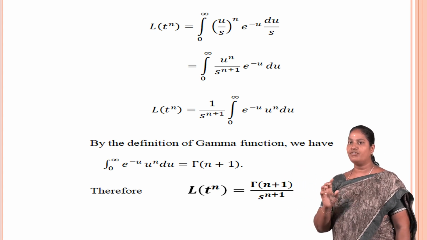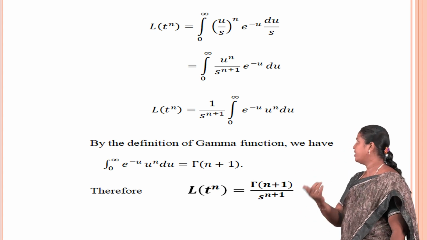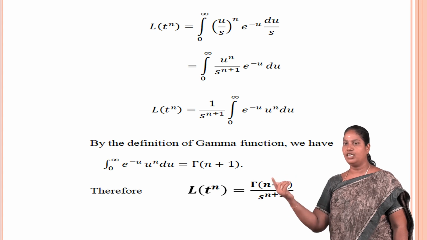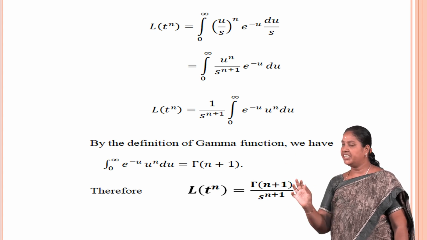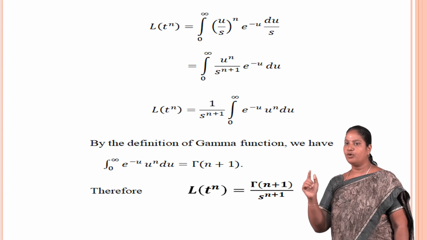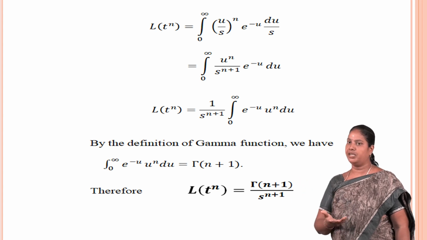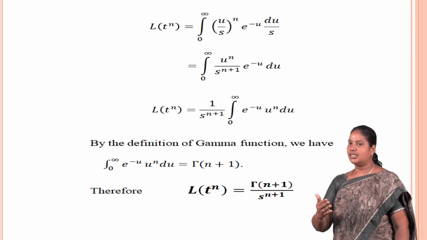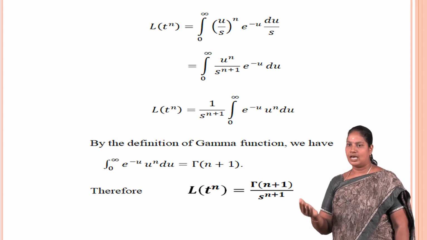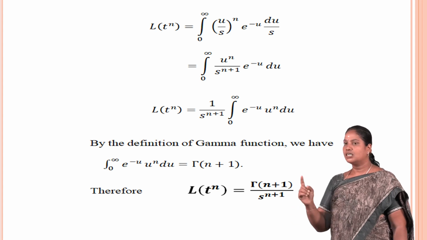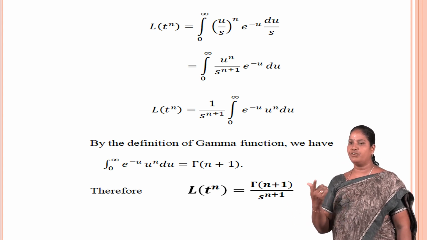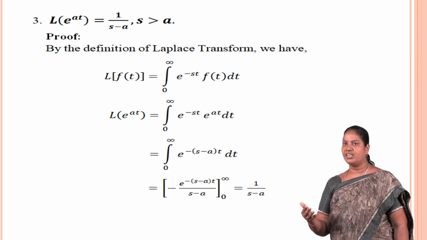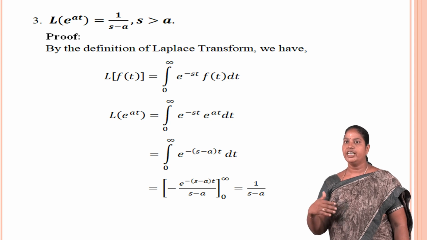Now we observe that L of t power n is nothing but 1 by s power n plus 1 into integral 0 to infinity e power minus u, u power n du. So now we concentrate on the integration 0 to infinity e power minus u, u power n du. This is nothing but, by the definition of the gamma function which we discussed in the last module, gamma of n plus 1. So therefore L of t power n is nothing but gamma of n plus 1 divided by s power n plus 1. So now let us calculate the Laplace transform of the next standard function, the exponential function e power at.